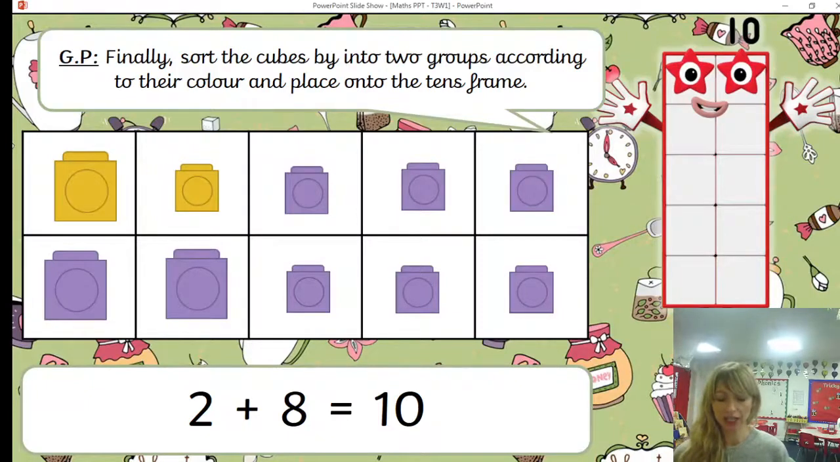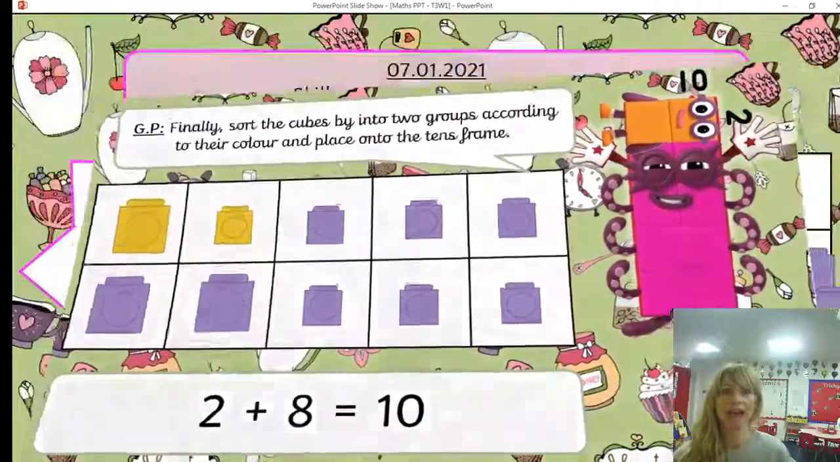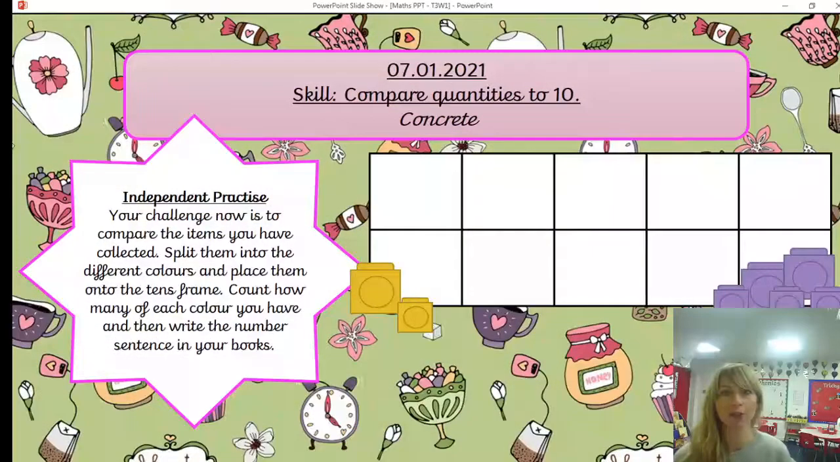Then you're going to change it, and so you might decide that you want to put in 3 yellow cubes this time, or 4 yellow cubes, and then fill up the rest with the blue cubes and write your number sentence to match. Okay, I hope that you all understand our final challenge, and I look forward to hearing from you. Maybe you could send in your work or show us your work if you would like to.